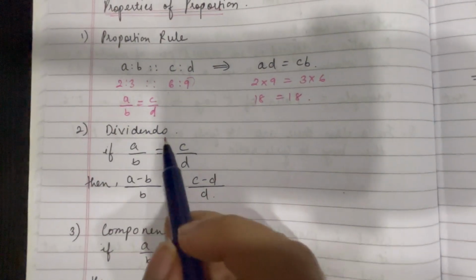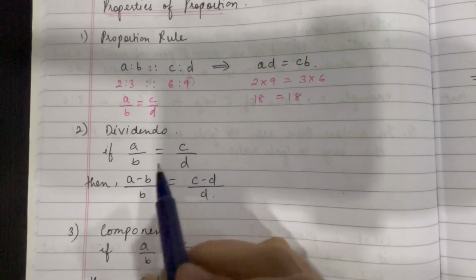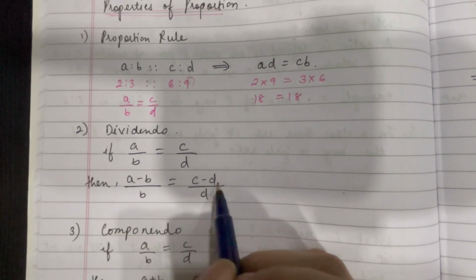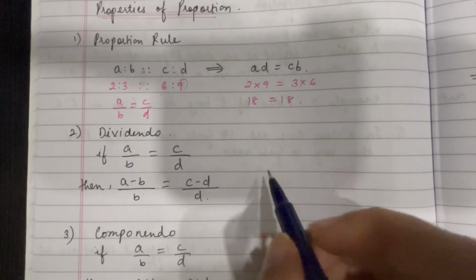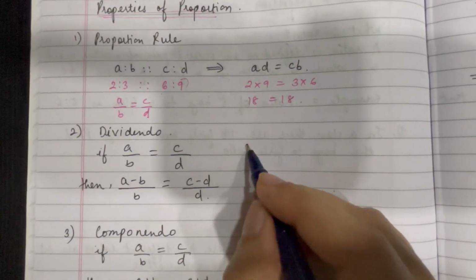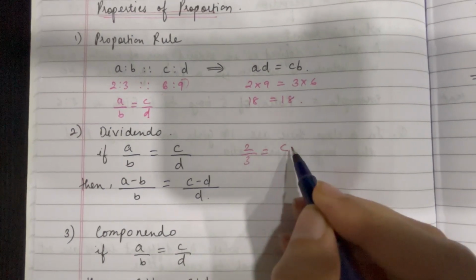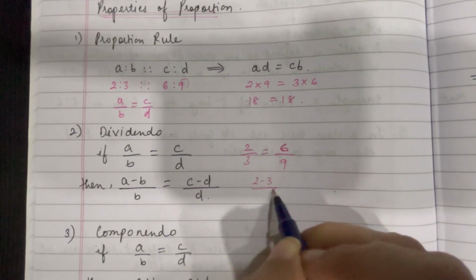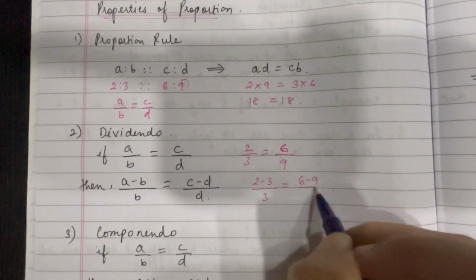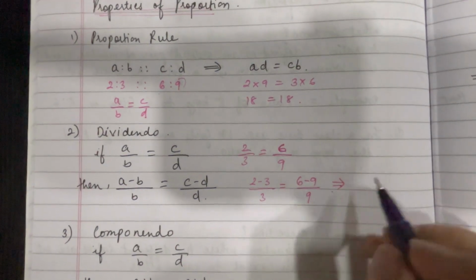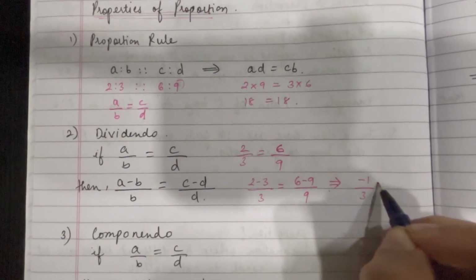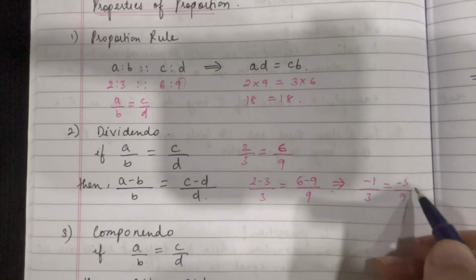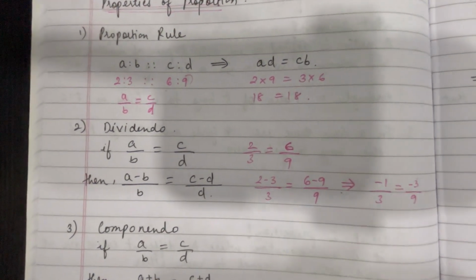Now let's move to dividendo. A by B equals C by D, then A minus B by B equals C minus D by D. Let's consider the same example. Let's say our A is 2, B is 3, C is 6 and D is 9. So what will be A minus B? 2 minus 3 by 3. This will be 6 minus 9 by 9, which will be equal to minus 1 by 3, which is equal to minus 3 by 9. If you cut minus 3 by 9, you will get minus 1 by 3. I hope this much is clear.